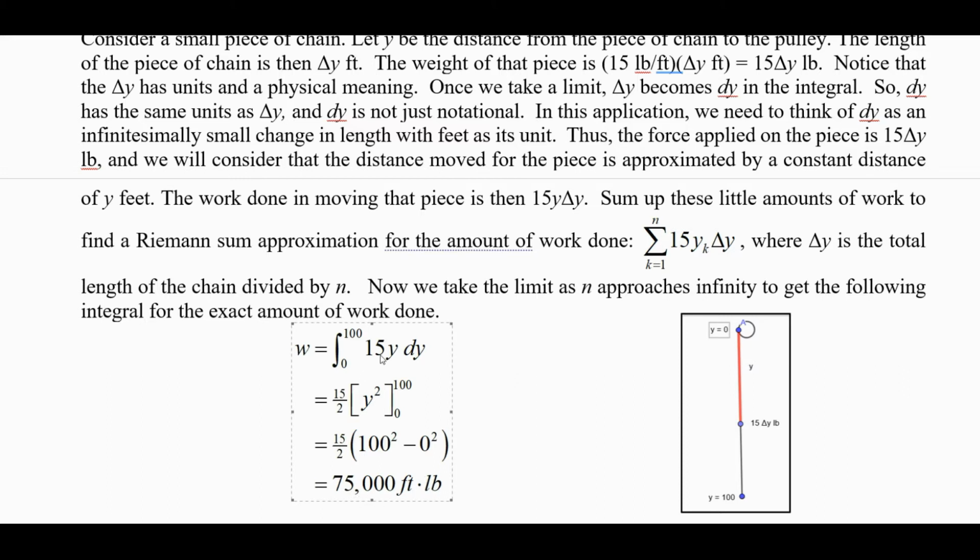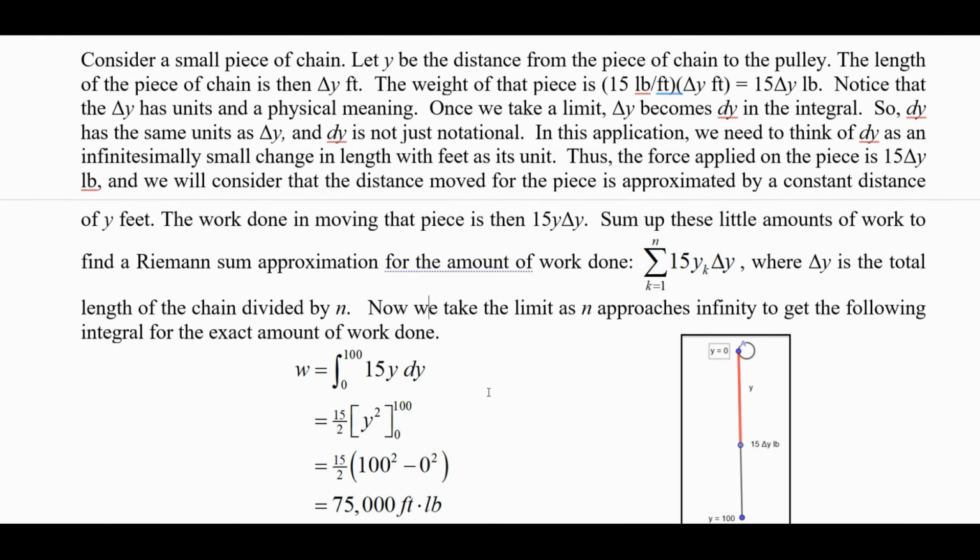Notice the units on 15 are pounds per foot, times y, which is feet, times another y, which is another feet. So when everything cancels out, one of the feet on the top and bottom cancels, and we're left with a foot on the top and a pound on the top. Foot-pounds, that's an appropriate unit for work, so that's good. Dimensional analysis like that is always a good thing to do to help make sure you've got things going the right way.